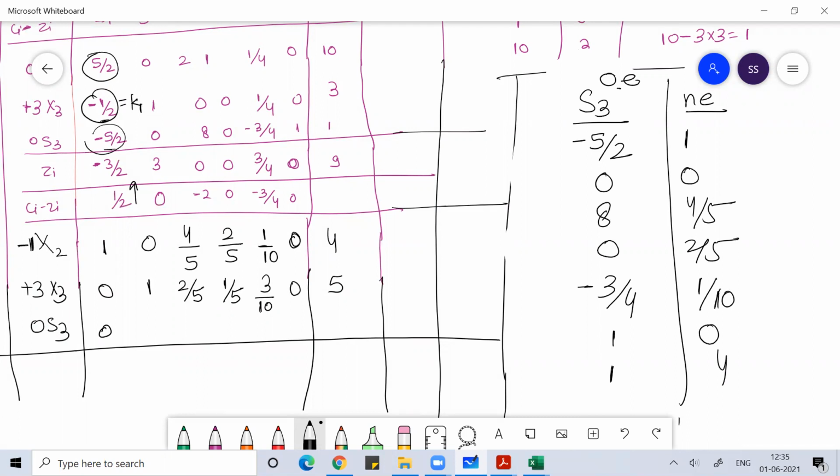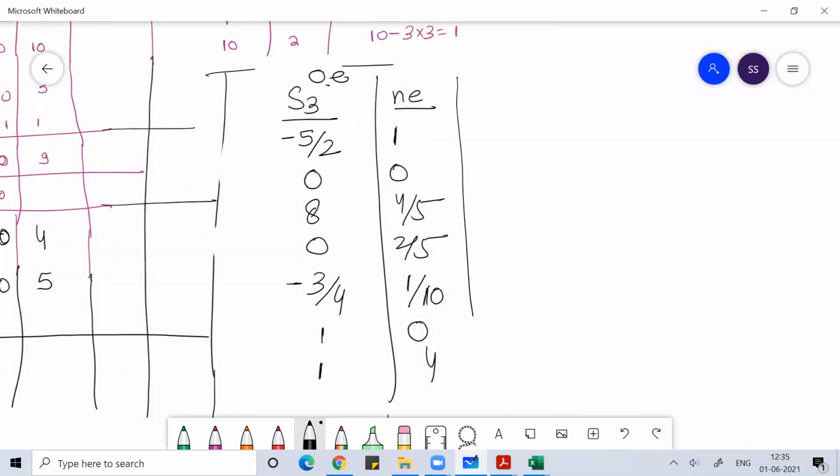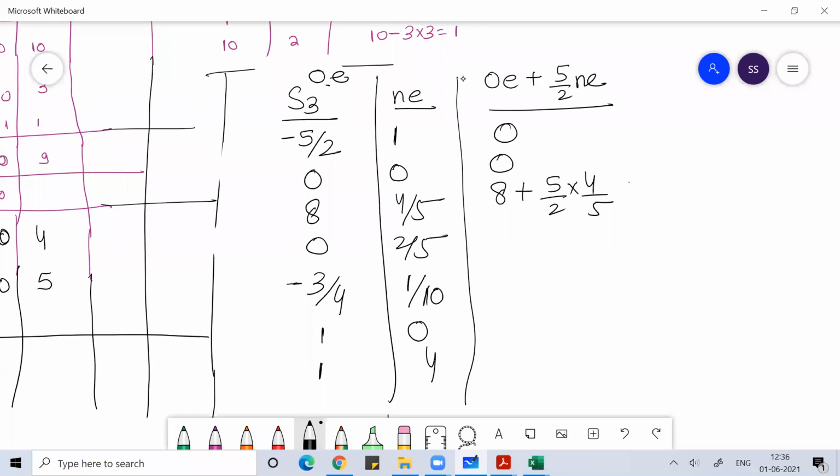The constant you'll use here is minus 5 by 2. So the formula you use is old element plus 5 by 2 times the new element. The first one is 0, the second one is 0. So 8 plus 5 by 2 into 4 by 5. This gets cancelled, this is 2, so this would be 10. Then 0 plus 5 by 2 into 2 by 5.